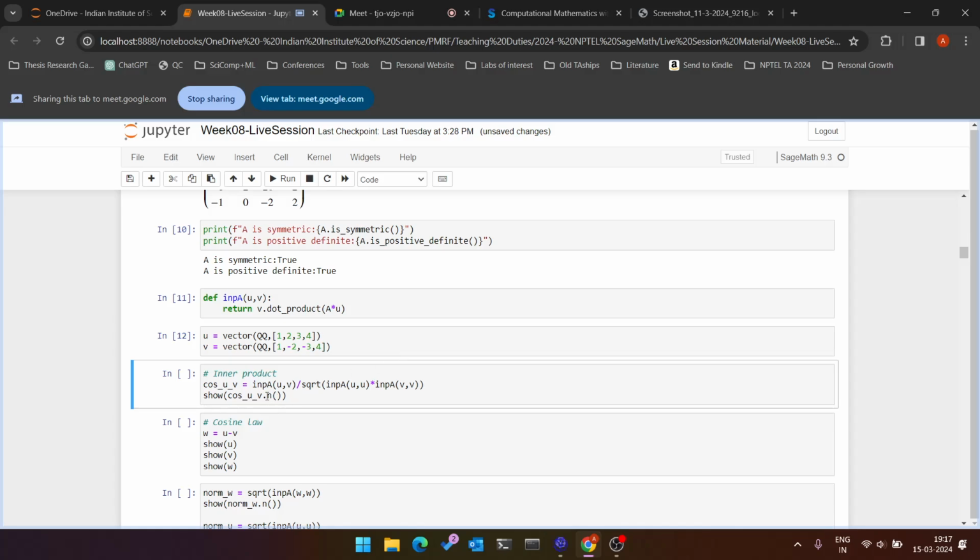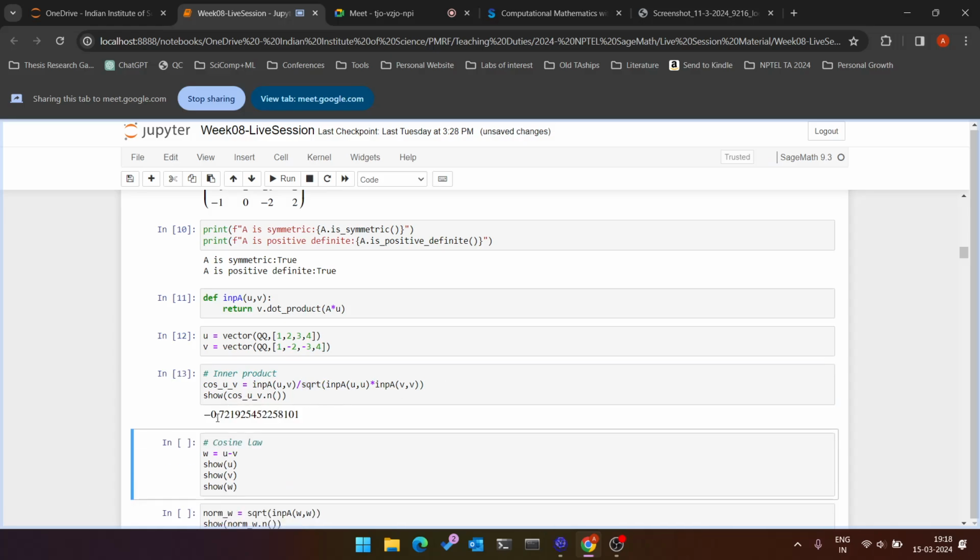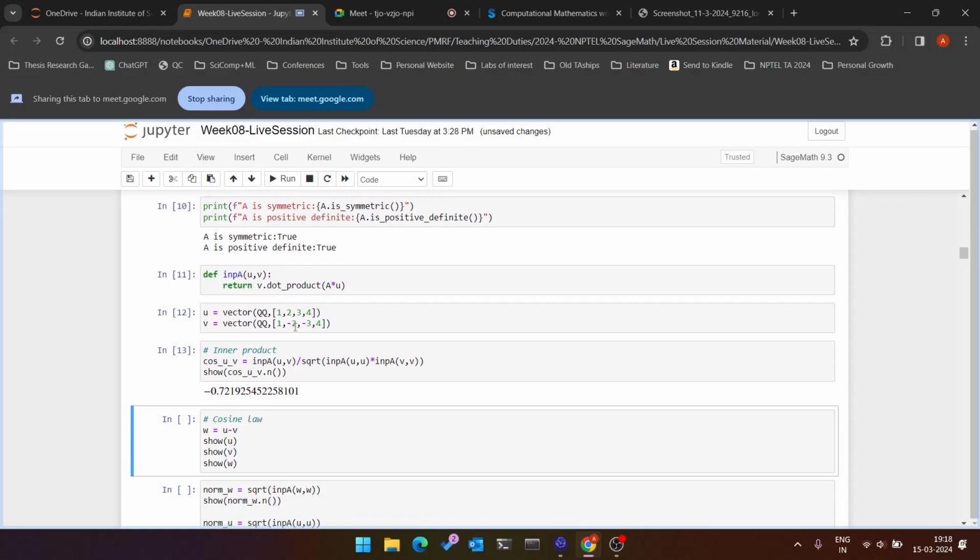what the cos of the angle between u and v looks like. As you have seen in the definition shown in the earlier example, it's basically the inner product of u and v divided by the norm of u times the norm of v. So I'm basically taking the square root of the inner product of u comma u multiplied with the inner product of v comma v, and the cos evaluates to be minus 0.72.